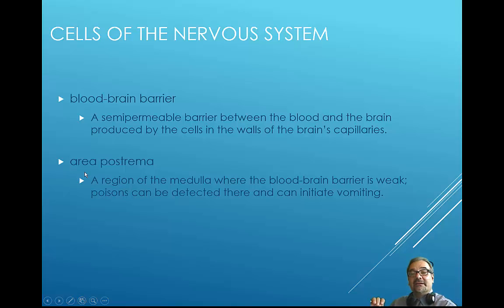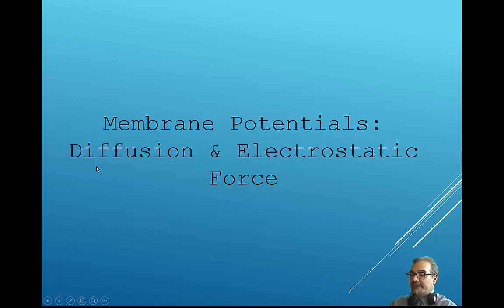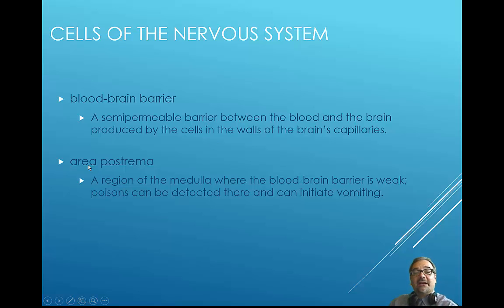There is a very interesting area inside the brain called area postrema. Area postrema is a region of the medulla where the blood-brain barrier is weak, and it evolved to allow organisms to detect potential poisons in the blood pretty quickly and to initiate the process of vomiting right away.